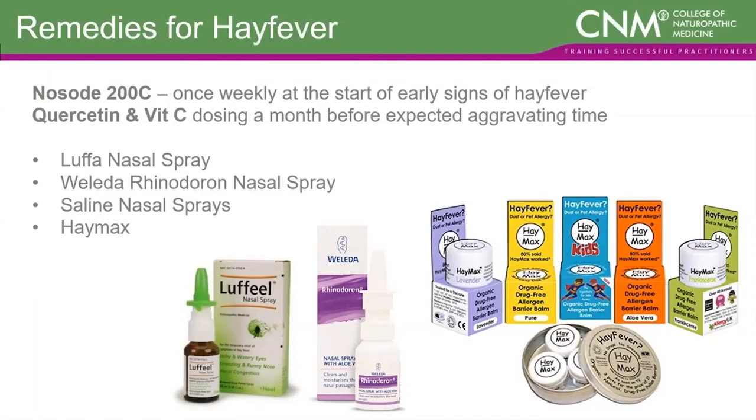And then the last option that you could possibly try is something like Haymax. Haymax is just a little balm that individuals can apply to the end of their nose or along the margin of their nostrils. The mechanism is supposed to work by binding or sticking to the pollens, thus reducing the amount of pollen going into the nasal cavity, and reducing the severity of the reaction. A lot of people find that really successful too.